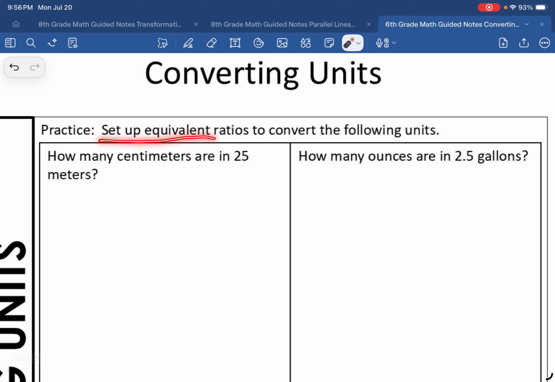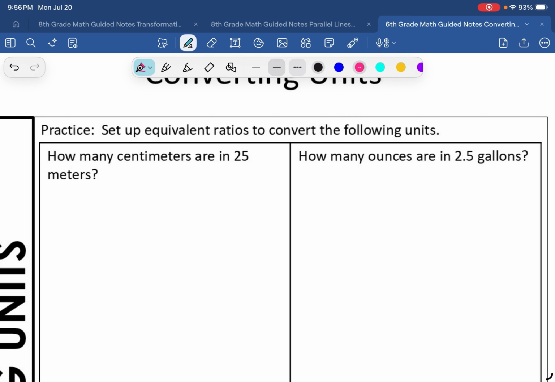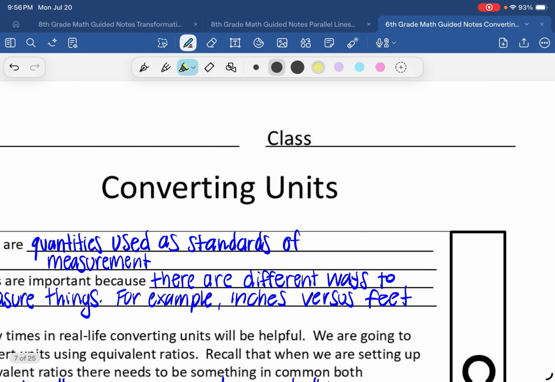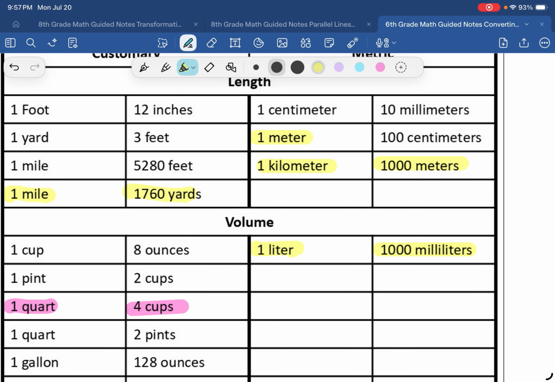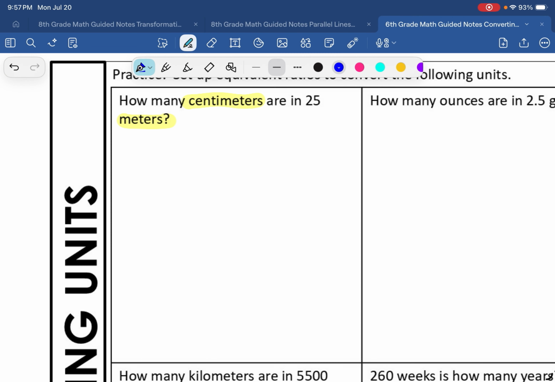Practice. Set up equivalent ratios to convert the following units. How many centimeters are in 25 meters? So my units that I'm trying to convert are centimeters and meters. So let's go back if you don't know how many centimeters are in a meter. So 1 meter is 100 centimeters. So that is my conversion ratio.